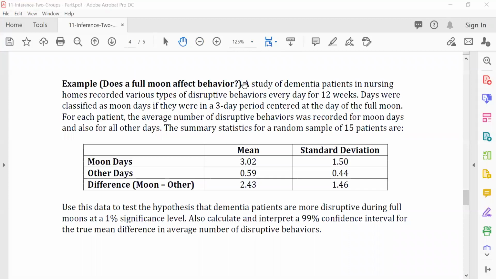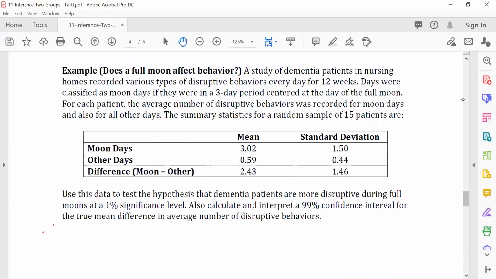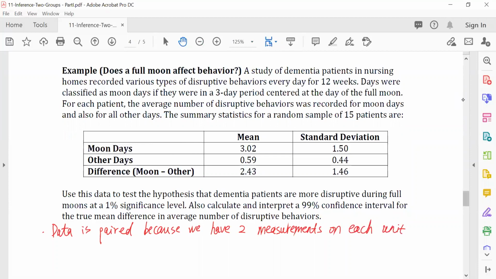So this is one of the examples in our discussion board. We have already known that this is paired data. So the first step, identify the data type. This data is paired data because we have two measurements on each unit. So this is the same subject having two different measurements.